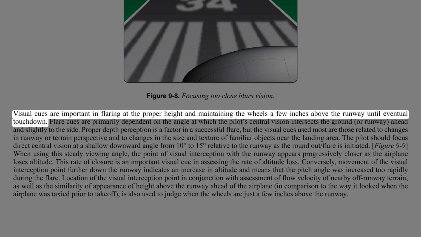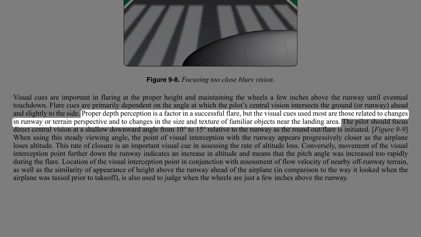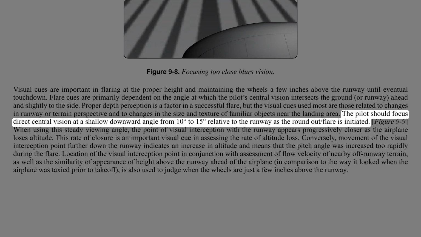Visual cues are important in flaring at the proper height and maintaining the wheels a few inches above the runway until eventual touchdown. Flare cues are primarily dependent on the angle at which the pilot's central vision intersects the ground, or runway, ahead and slightly to the side. Proper depth perception is a factor in a successful flare, but the visual cues used most are those related to changes in runway or terrain perspective and to changes in the size and texture of familiar objects near the landing area. The pilot should focus direct central vision at a shallow downward angle from 10 degrees to 15 degrees relative to the runway as the round-out, flare is initiated.